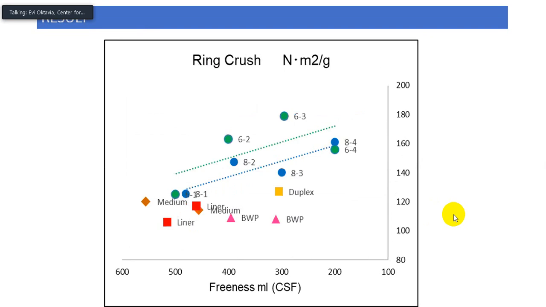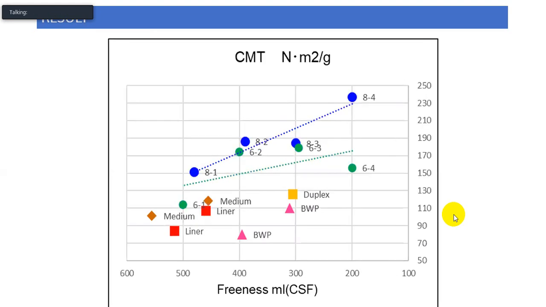And also the ring crush. These properties are also important in producing paperboard. We can see for 6% and 8% as well, it's also higher compared to the commercial brown paper. And also for the Concora medium test, this is one of the important properties in producing medium. And we can see 6% and 8% show a very high number compared to the commercial brown paper.